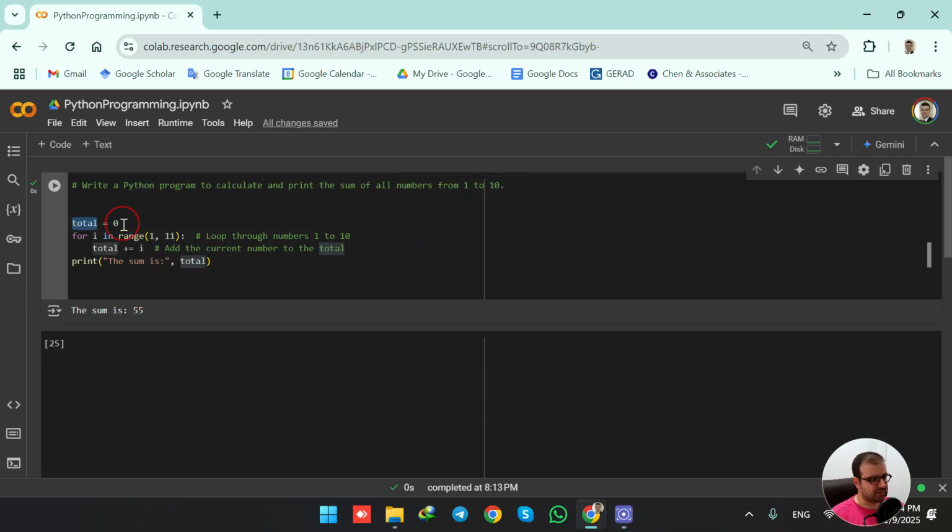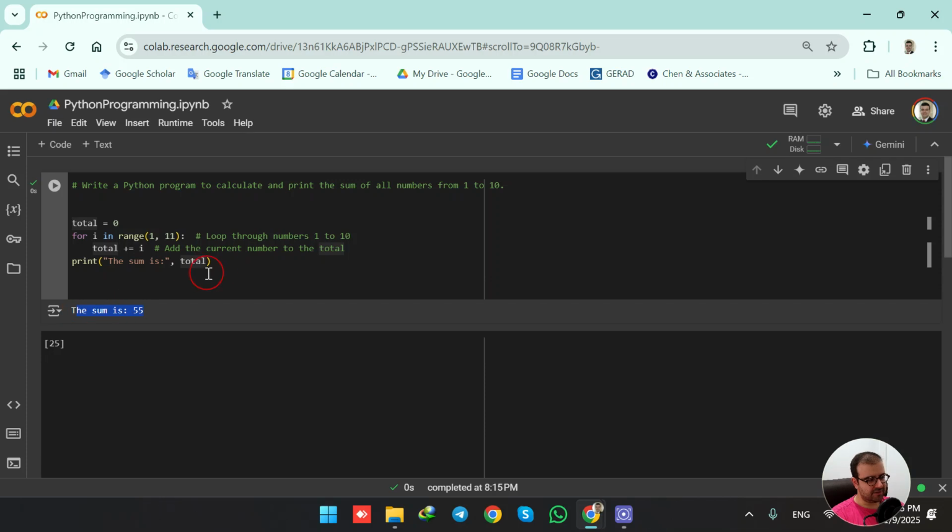To do that, I'm initializing a variable called total to be 0. I'm having a for loop, iterating over variable I in the range 1 to 11. So it loops through numbers 1 to 10, okay? And for each iteration, I'm having total plus equal I. So we are having the summation of I's into the total variable. And here, I'm printing out the total. So let me run the code.